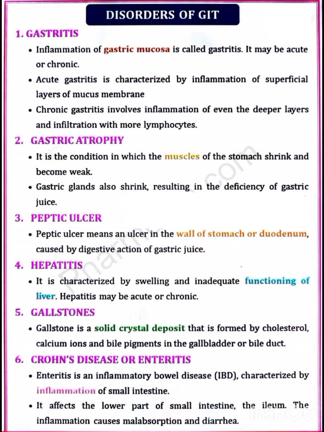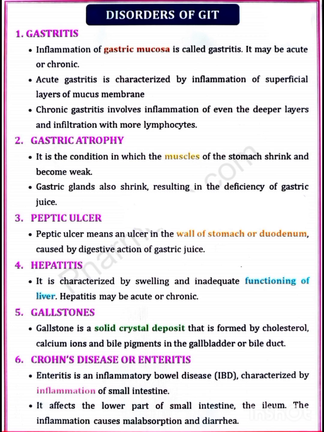The inflammation of gastric mucosa is called gastritis. It may be acute or chronic. Acute gastritis is characterized by the inflammation of superficial layers of mucous membrane. Chronic gastritis involves inflammation of even deep layers, with infiltration of more lymphocytes.